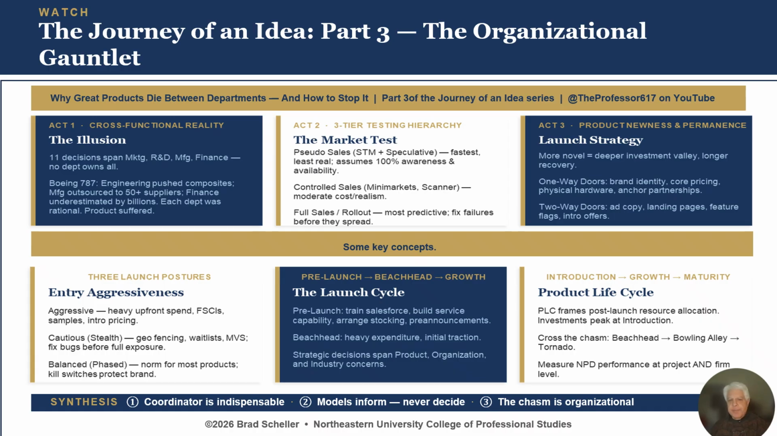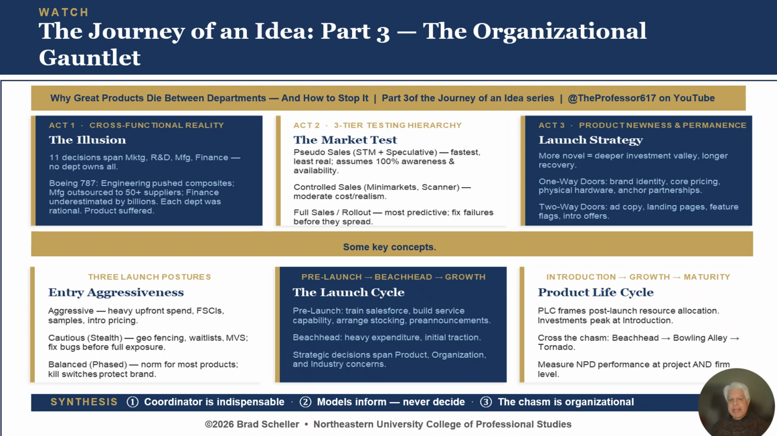In Act 1 of this 6-part long video, watch it at 1.5 or 2.5 speed. It's on YouTube. You can download it that way or see it that way. In Act 1, it's the illusion. There are 11 major decisions in product testing and validation. They're distributed across marketing, R&D, manufacturing, finance, and have shared ownership. No single department controls all 11.